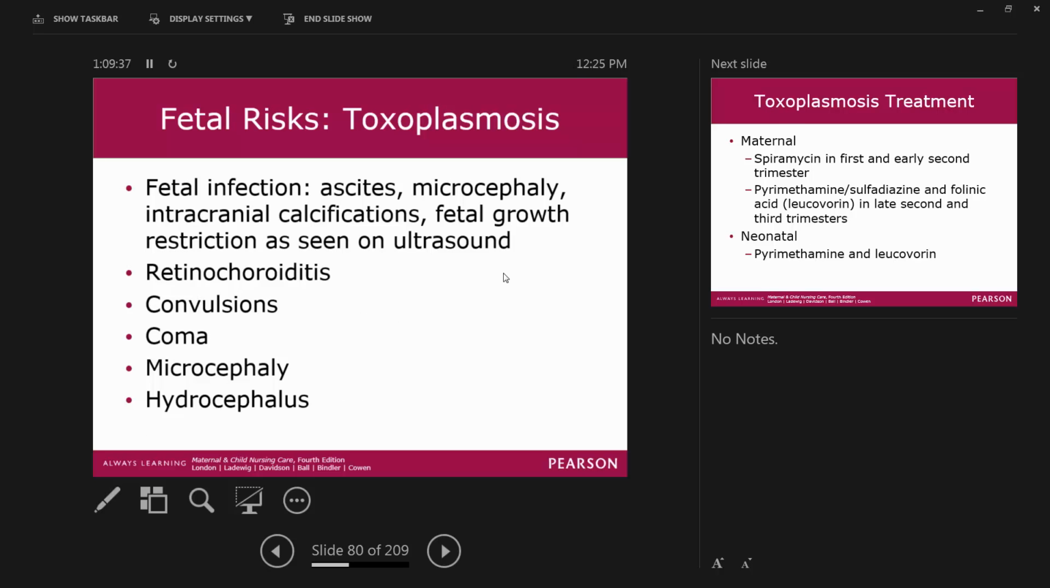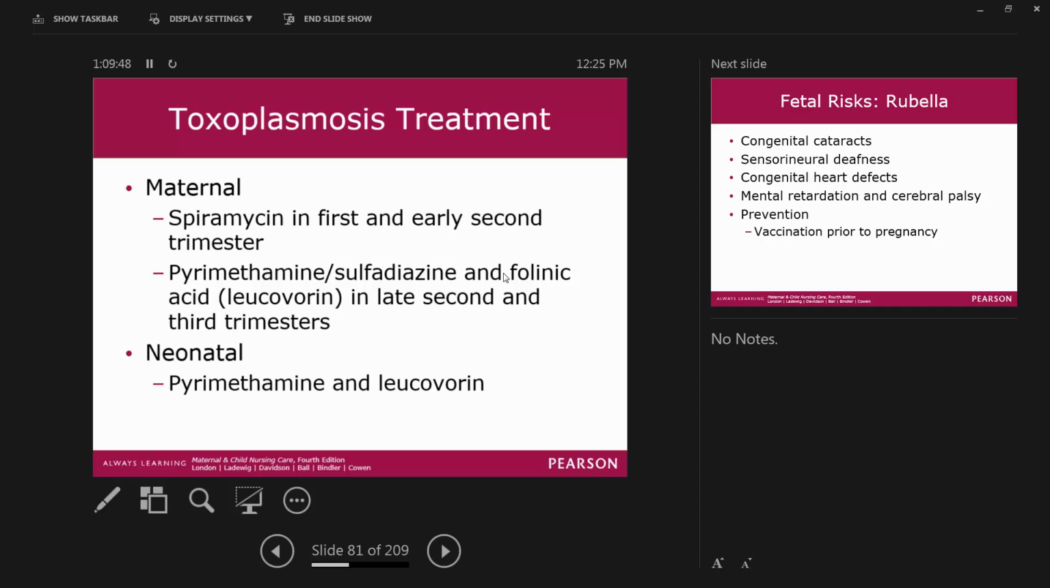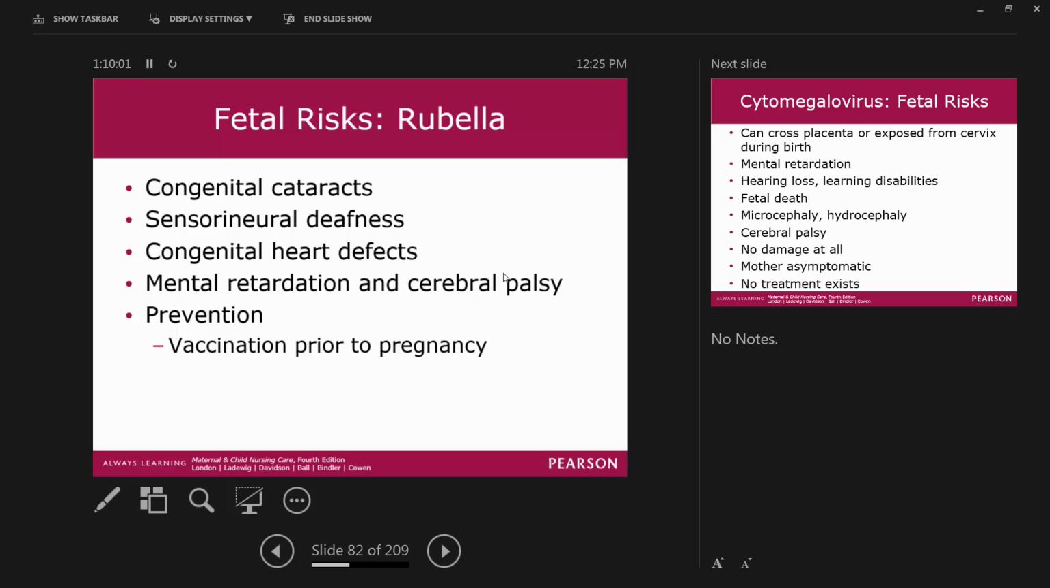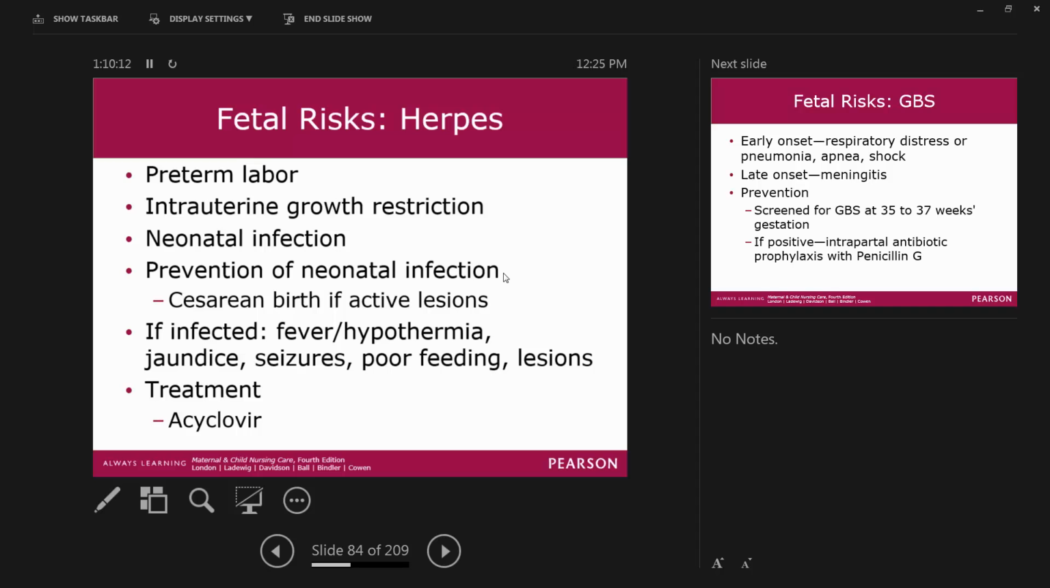So here are the risk factors for a baby if mom has a toxoplasmosis infection, and you can look through those. Here is our treatment, for both mom and babe, and treatment meds will not be on your exam. Okay, this is just for your information. Okay, so here's rubella, fetal risk for rubella. Cytomegalovirus fetal risks, and herpes fetal risks. You guys can look through those.